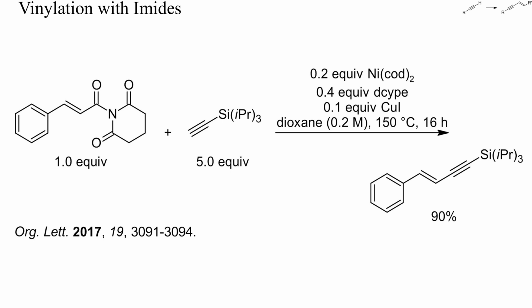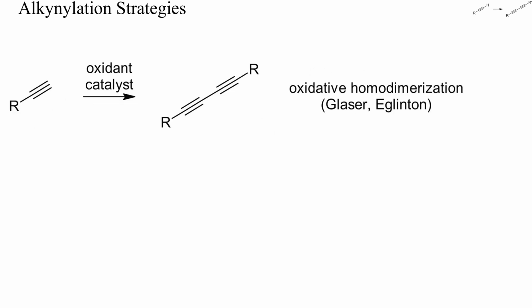Here, the strategy was used to convert an ynamide into an enyne. Let's now check some methods for the alkynylation of terminal alkynes. One of the most pervasive side reactions of terminal alkynes is the oxidative homodimerization, the so-called Glaser or Eglinton reaction. Traces of copper and oxygen will almost always bring about this dimerization, even at low temperature.